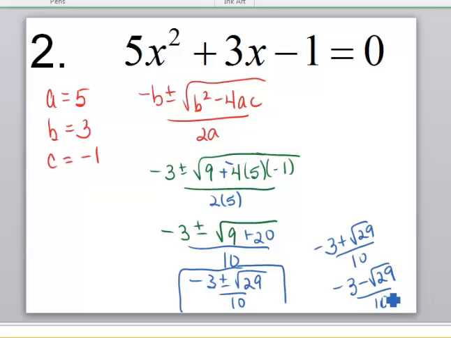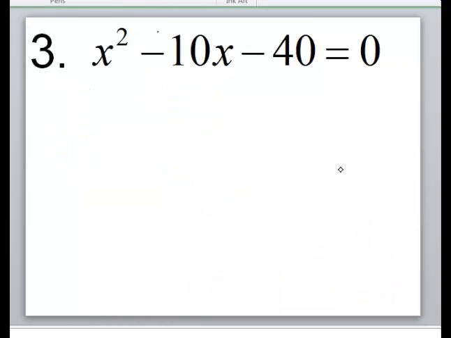These would be 2 decimal answers, but we don't need to figure out the decimal answer. Alright, for the next problem here, I'm going to go ahead and figure out my A, B, and C. So my A is 1, my B is -10, and my C is -40. These always should be plus signs, so that's why I know they're negative values.